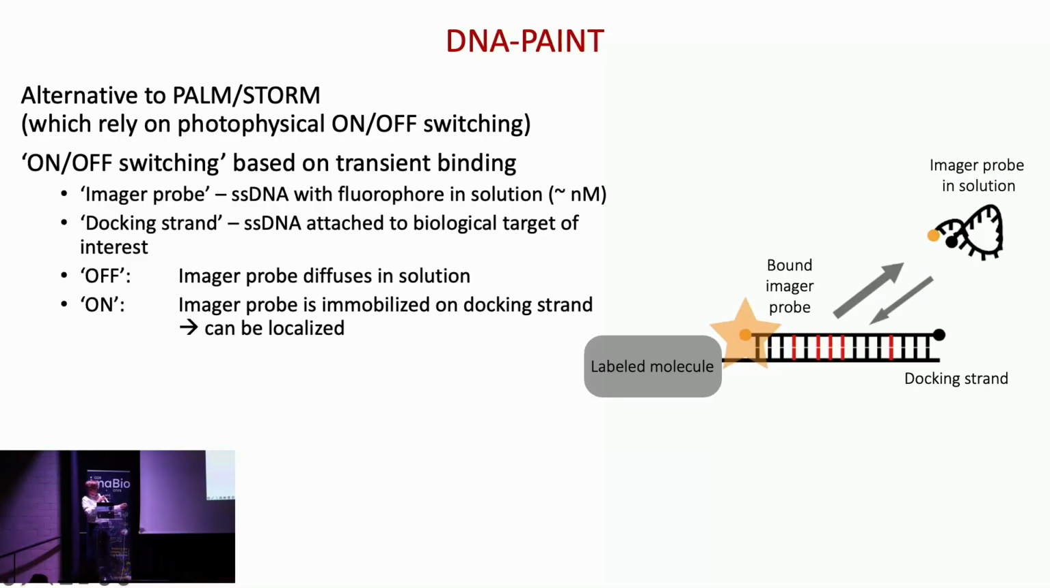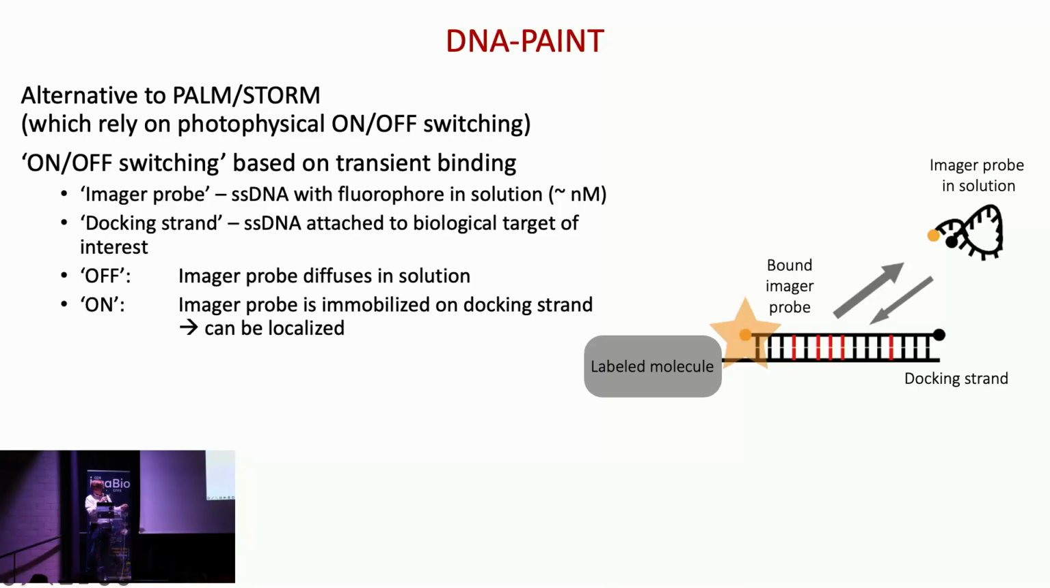So you have what we call an imager probe here with a dye attached to it, and that diffuses around very quickly. It's a small molecule, and it diffuses so quickly that we can't see it on our camera chip. It essentially just creates a little bit of blurry background. When it binds, however, it will get immobile, and during that time, we see it appear as a flash of light that we can detect, in the same way we got the PALM, STORM, dSTORM images before.